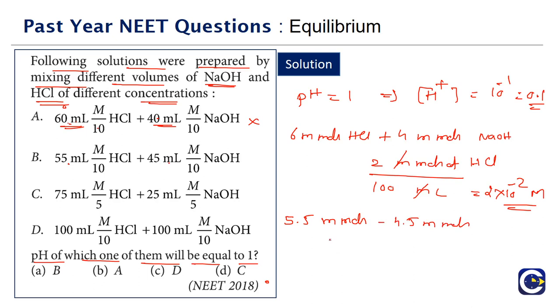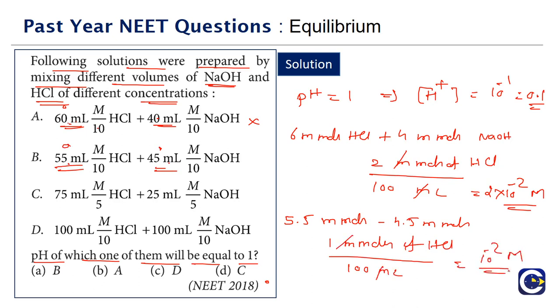So remaining is what? 1 millimole of HCl. Divided by what is the total volume? 55 ml plus 45 ml, 100 ml. Milli is cancelled. So what is this? 10 power minus 2 molar. That is the concentration of HCl, which will be equal to the concentration of H plus.